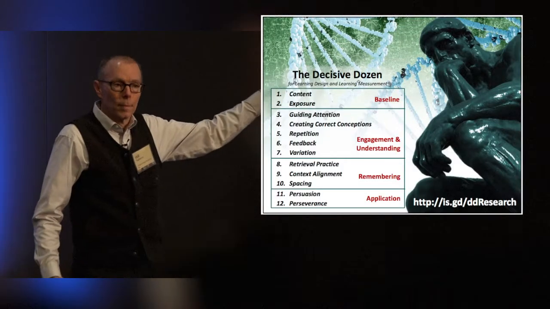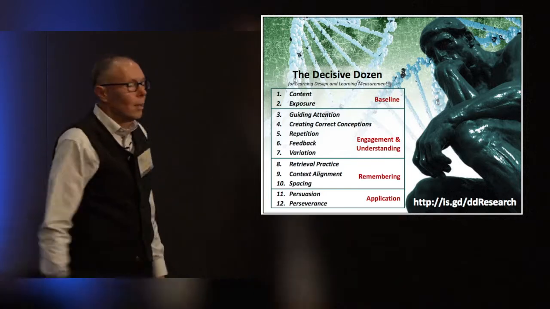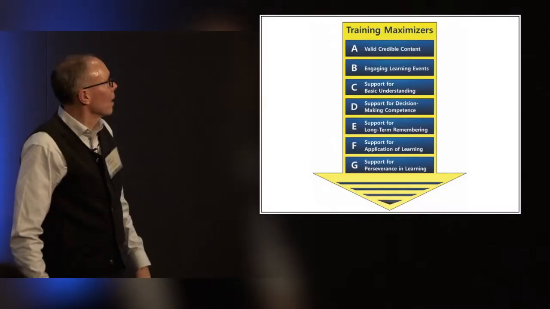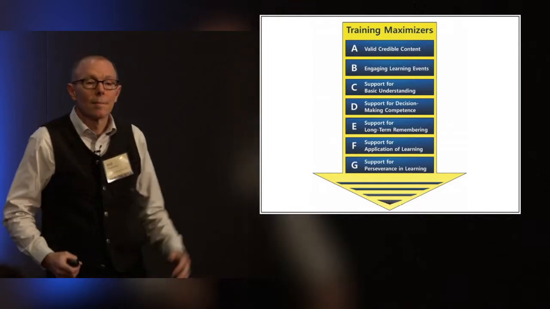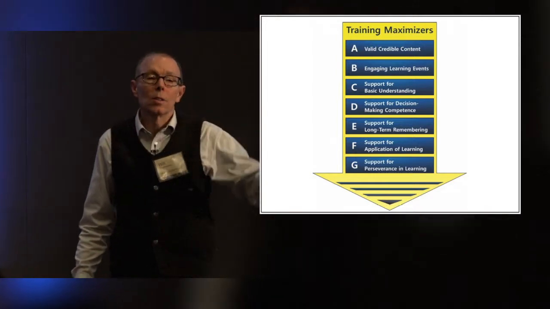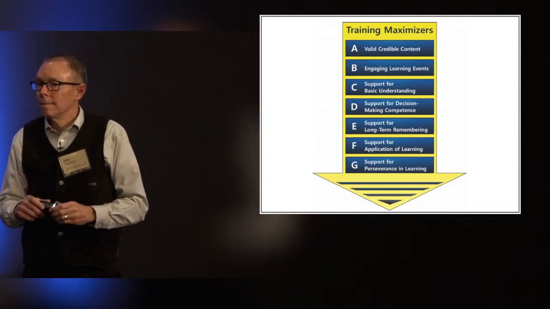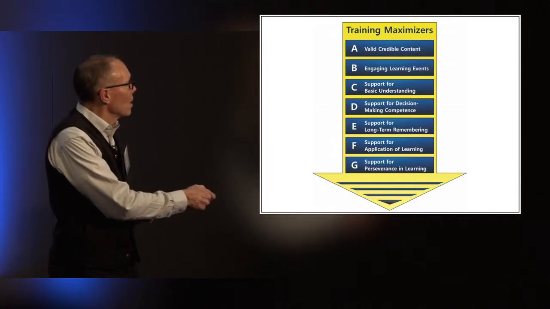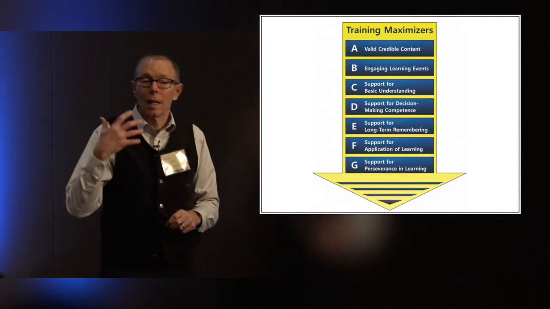So the decisive dozen, what I call the 12 most important learning factors, and there's a link down there. You can go and look at a research review of that. The training maximizers model. So you can see that there's 7 things that we ought to aim for in our training results. If you look at the first 3, we tend to be pretty good at those. It's the last 4, support for decision-making competence, support for long-term remembering, support for application of learning, and support for perseverance in learning, that we're not so good at.